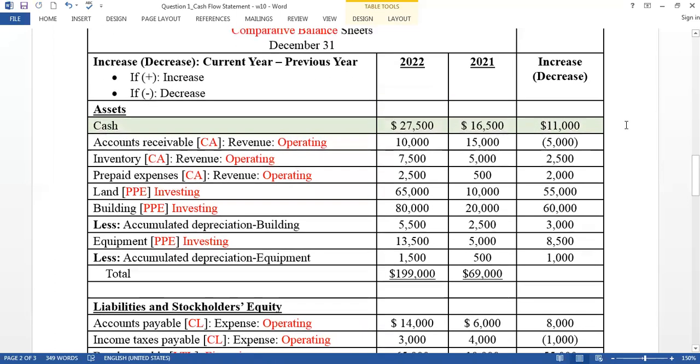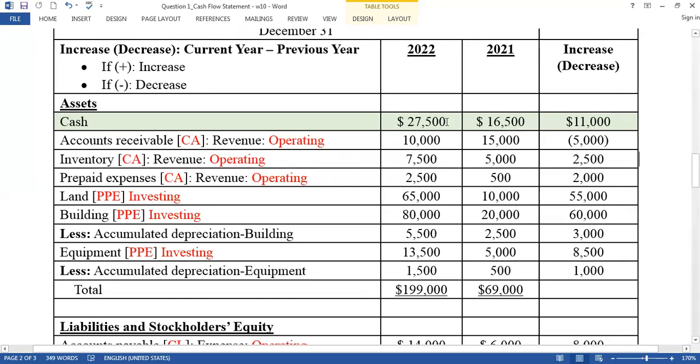The answer is given already in the question. You can see that this is our current year cash and this was the previous year cash. So our cash increased $11,000 this year, but we don't know the amount for operating, the amount for investing, and the amount for financing. We know that the total increase is $11,000, but we don't know which part is operating activities, which part is investing activities, and which part is financing activities.